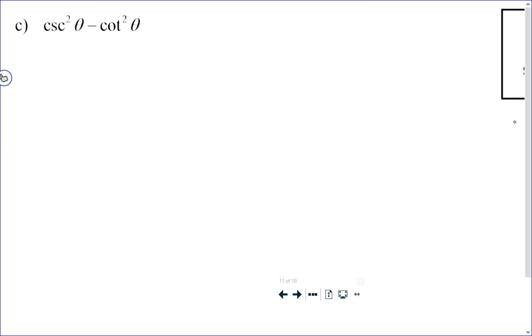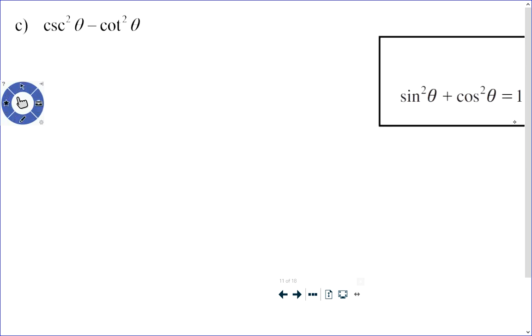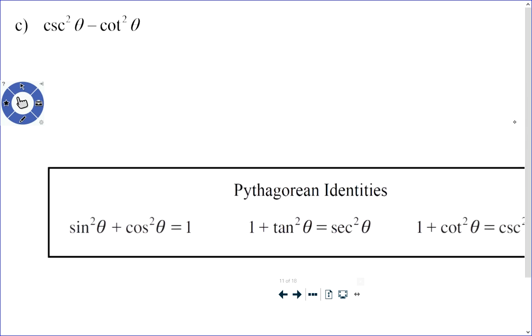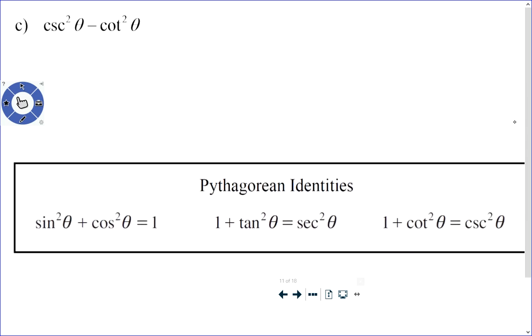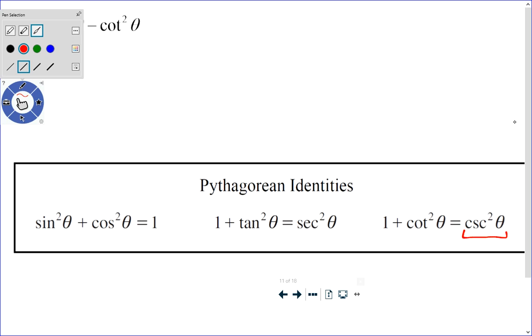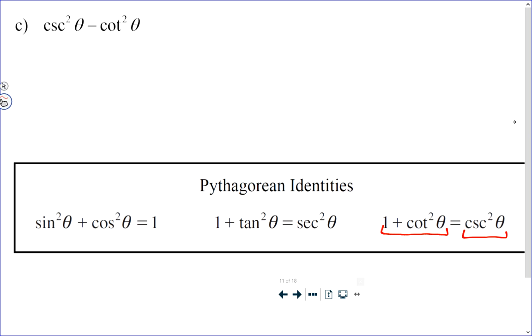All right, let's take a look at C. We have cosecant squared of theta minus cotangent squared of theta. The thing that pops out here visually is that there are squareds involved. And I know that my Pythagorean identities have squares in them. So for example, when I look at the third identity, the one on the right, I can see that cosecant squared is exactly the same as 1 plus cotan squared. Right? It says cosecant squared and 1 plus cotan squared are the same.